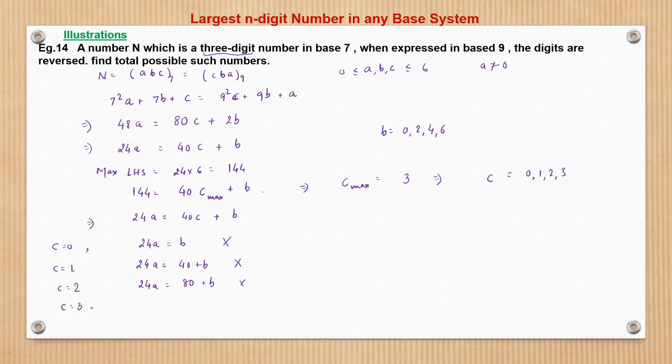Now C is equal to 3. This is the last value of C which we will check. So here it becomes 24A, and if C is 3, it becomes 120 plus B. So here now it is possible, right? From here I can say A is equal to 5 and B is equal to 0 and C is equal to 3. So this is the only solution where A is equal to 5, B is equal to 0 and C is equal to 3 is the only case possible.